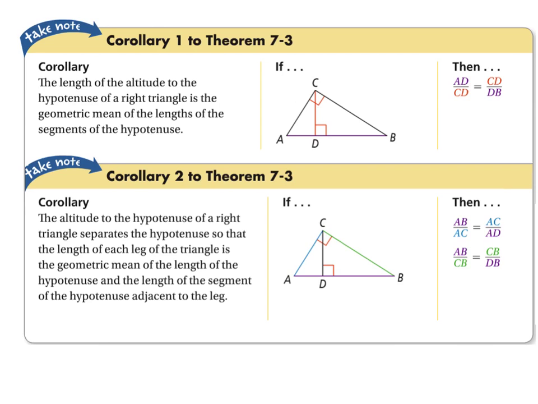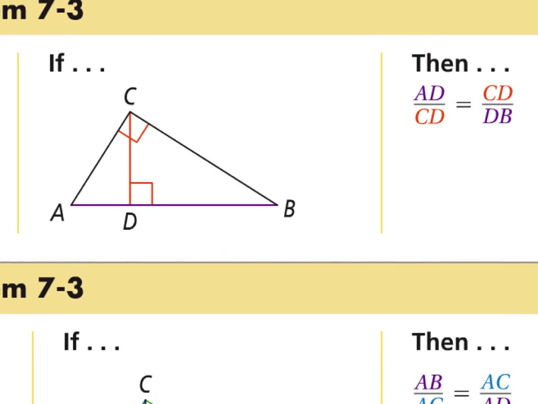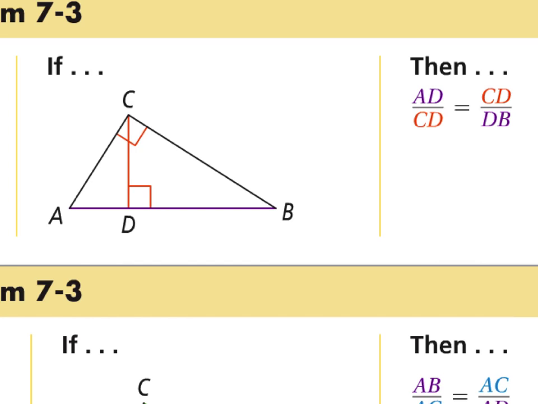I'm going to help you, because sometimes it gets confusing looking at the A's and D's and C's and D's and trying to match everything up. Let's call this A, this is B, and the altitude is C. Those are our three lengths. The key thing to notice about this corollary is that we're dealing with the length of the altitude. The other key thing is that the length of the hypotenuse is cut into two separate lengths, A and D.